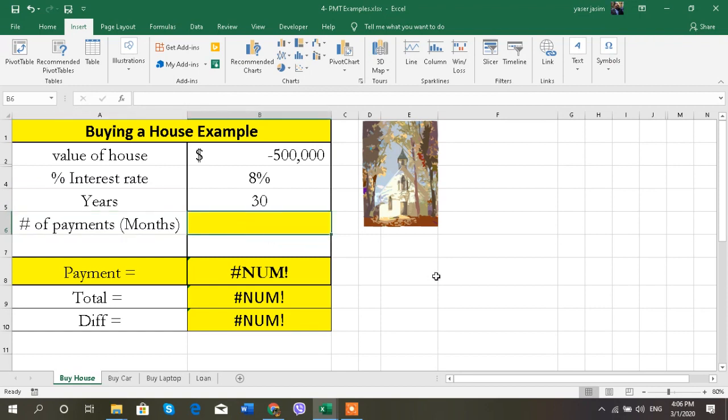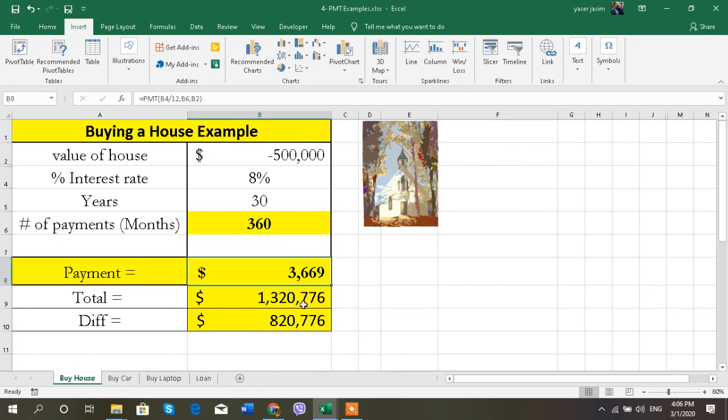So what do I need to do first? I need to multiply the years by the number of months in every year. I have 360 installments or months. Now, how do I calculate the payments?